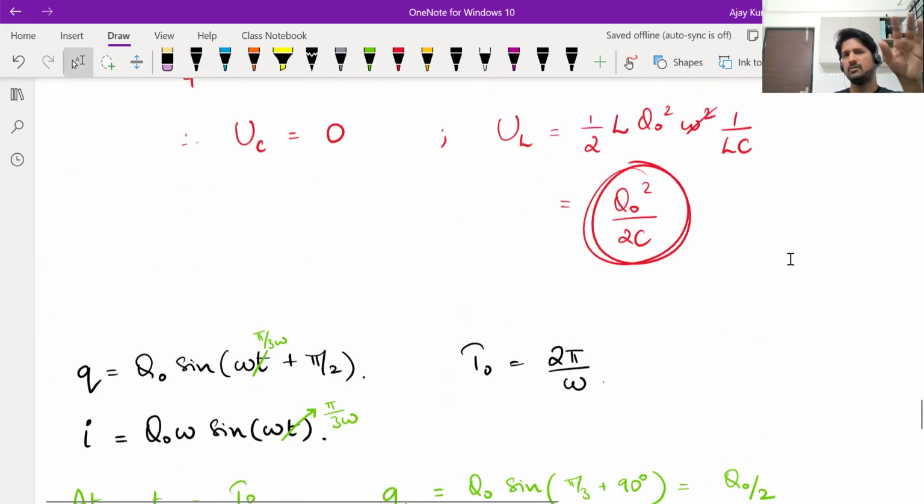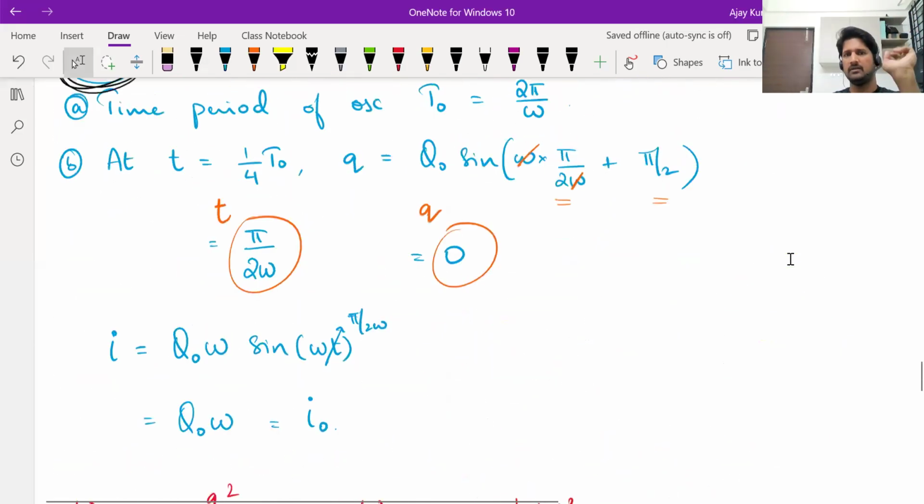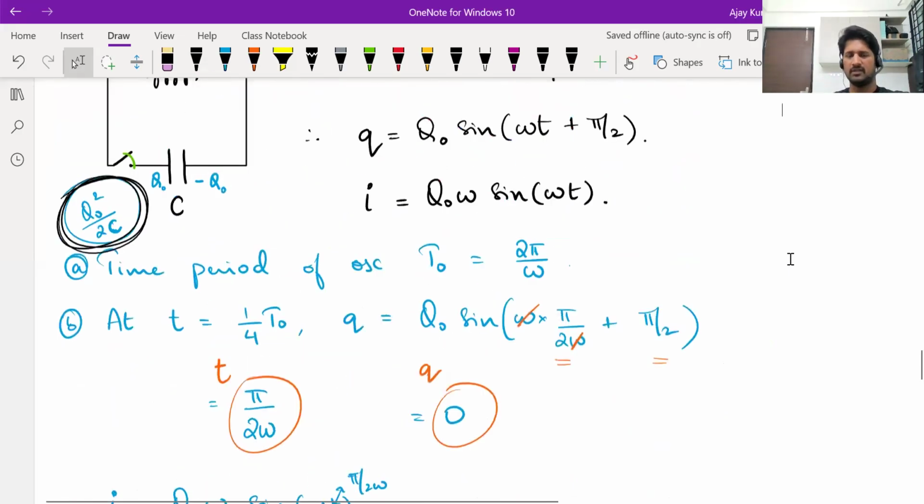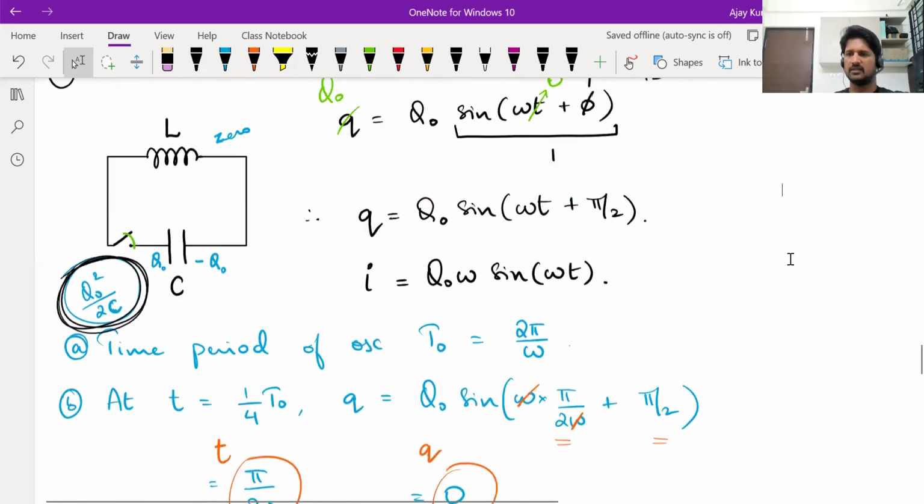Okay, so by solving KVL equation, you can write current as a function of time, charge as function of time. That's what we have done in the last two questions. Based on charge and current at a particular time, you can even tell the energies.